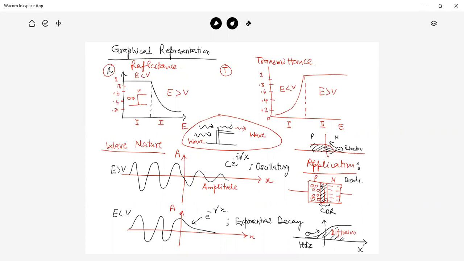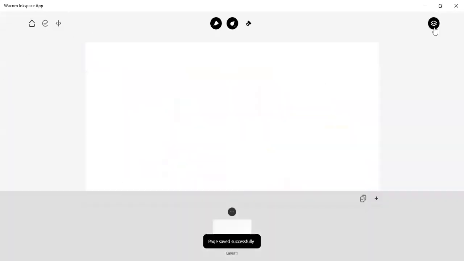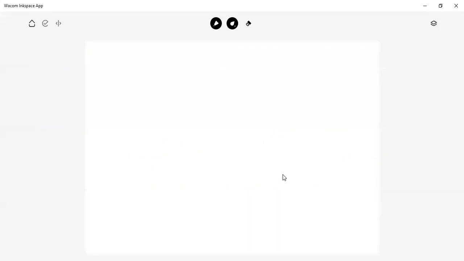Now the second example is the finite square well potential. How can this be drawn? We can draw something like this.